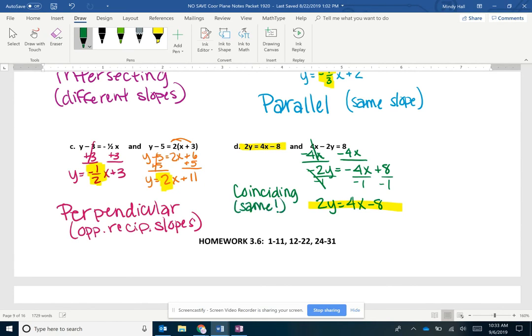Okay, so the homework is 3.6, which I do not have the page number off the top of my head, but that would be chapter 3, section 6 in the book. So if you have any questions, feel free to ask.